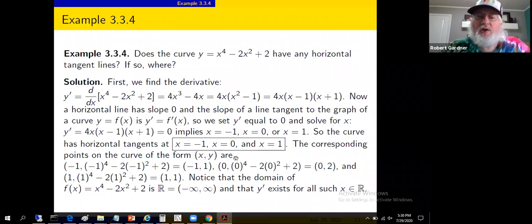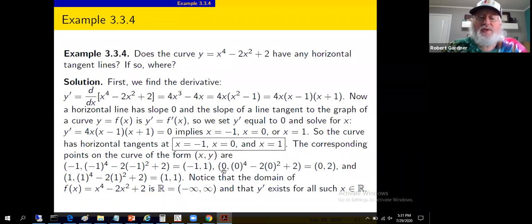What are the points on the curve corresponding to -1, 0, and 1? That's easy enough. I just plug the numbers in. If I plug -1 into the original function, we'll get -1 to the 4th minus 2 times -1 squared plus 2. And we get the point on the curve, -1 comma, whatever this is. Looks like it's 1. This reduces down to 1. Yeah, it's 1 minus 2 plus 2. So the 2 and -2 cancel, and we're left with 1. Correctamundo.